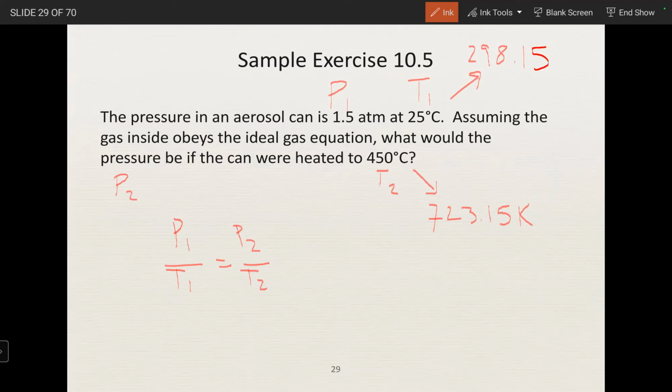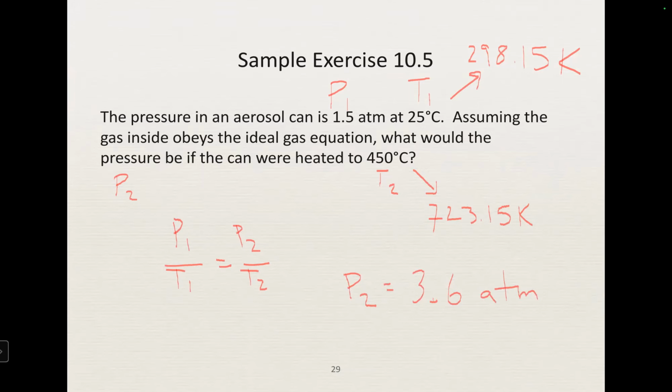So the big thing with this one is just making sure we do have those temperature units in the correct unit, which is going to be Kelvin. But now we've got 3 of those 4 pieces. We can just plug them in, and I'm not going to show the actual algebra for this one, because it's just going to be dividing 1.5 by 298.15, cross multiplying the 723. And you should get a pressure of 3.638, but with significant figures, we're going to round that to just 3.6 since we've just got 2 sig figs in all of our initial values there.